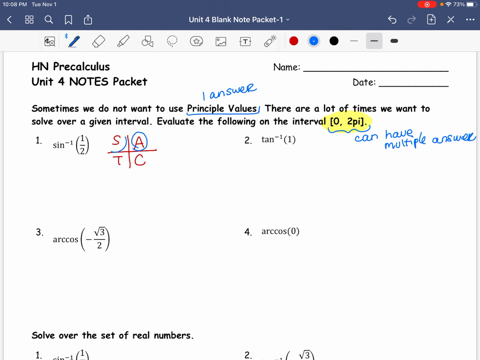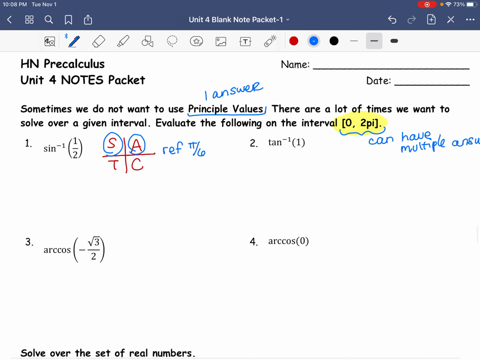Inverse sine of positive 1/2. The sign is positive in quadrant 1 and 2. You want to have your chart nearby. My reference angle is pi over 6. And so my answer to this problem in the first quadrant is pi over 6, and in the second quadrant is 5 pi over 6.